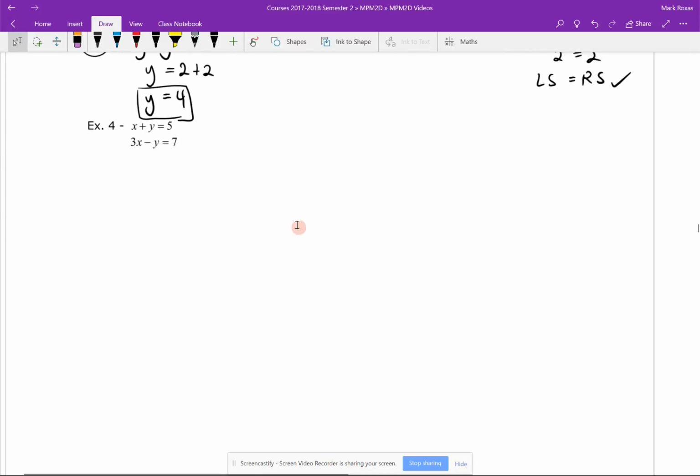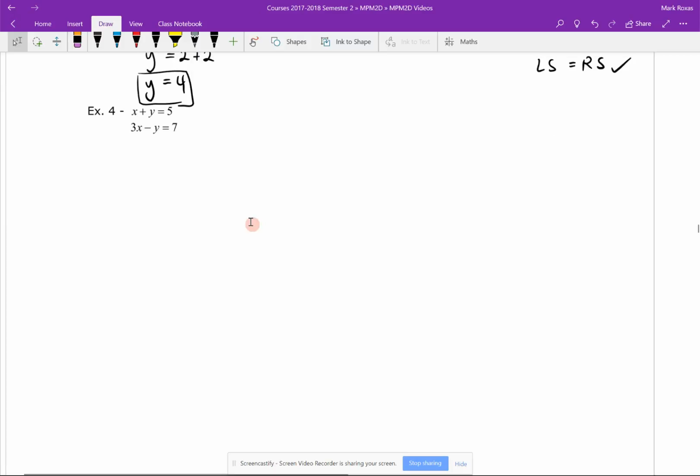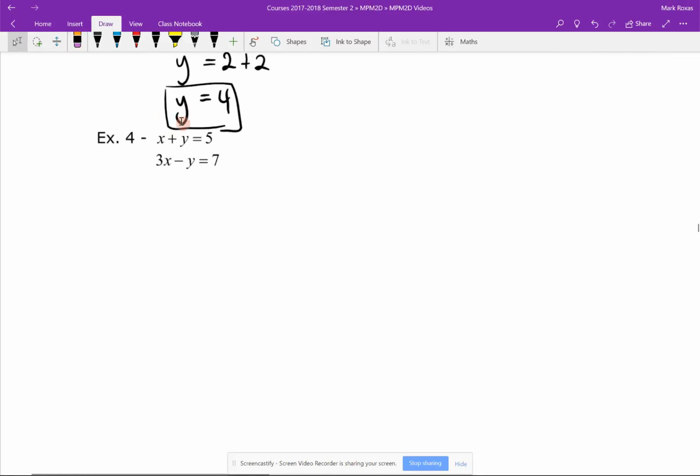All right, let's look at one more example. Example number 4. So here I have x plus y equals 5 and 3x minus y equals 7. So I have to isolate one of the variables. I'm going to isolate the x in the first equation because it looks like it's easier to isolate. You can also isolate y too. It's probably just as easy.